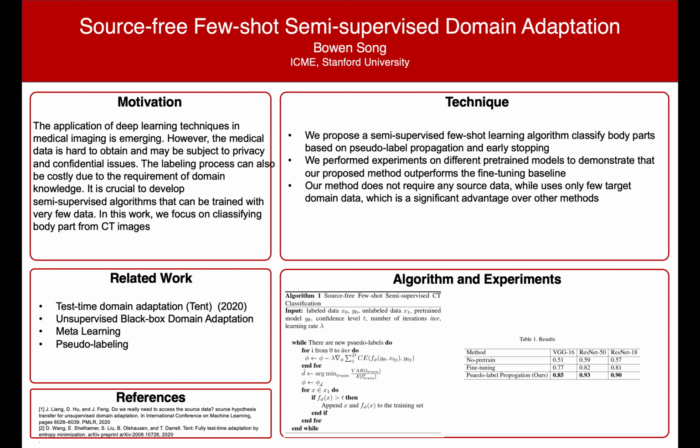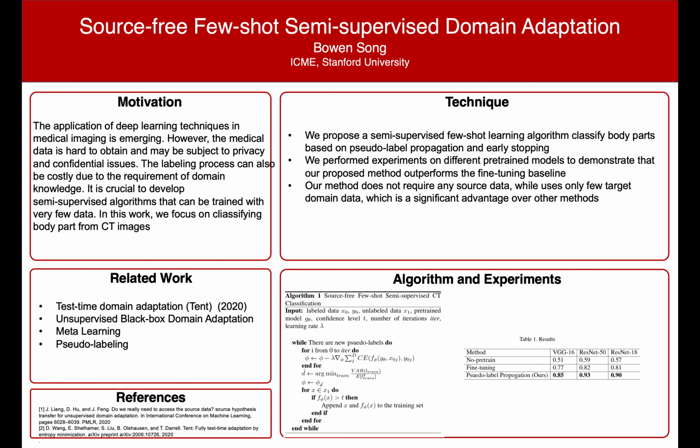Source-free few-shot semi-supervised domain adaptation algorithm. The motivation for this work is that in medical imaging, even though deep learning methods have achieved a lot of successes, the problem is that these methods need a lot of data to train and they cannot generalize quite easily. So it is very important that we use deep learning models on only a few data, or on a dataset that has quite limited training samples.